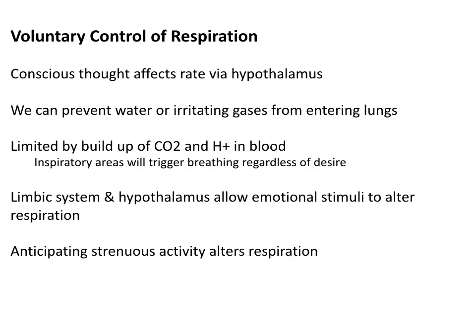Now, I did want to talk a little bit more about the voluntary control over respiration. This voluntary control involves your conscious thoughts. And your conscious thoughts would actually be relayed to your hypothalamus. Your hypothalamus would then relay this information down to your pontine respiratory group. And by having this voluntary control, we have the ability to keep water or irritating gases that we are consciously aware of out of our lungs.